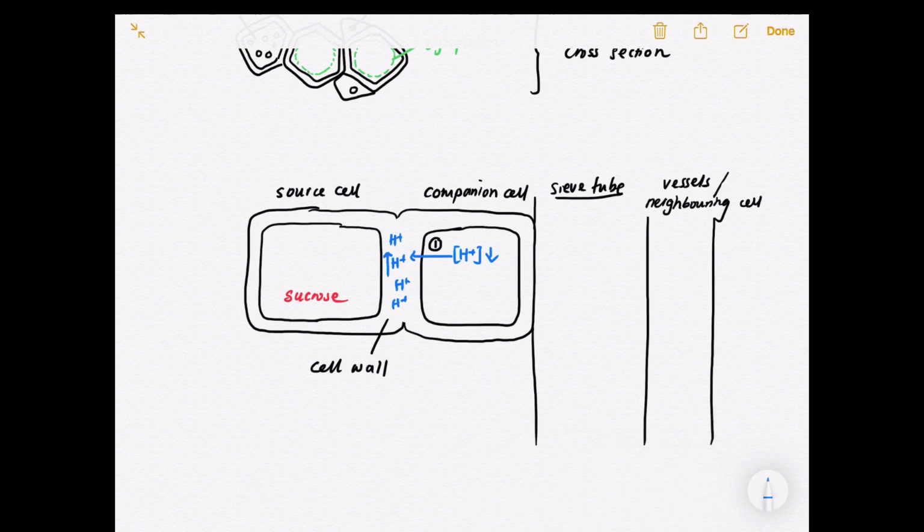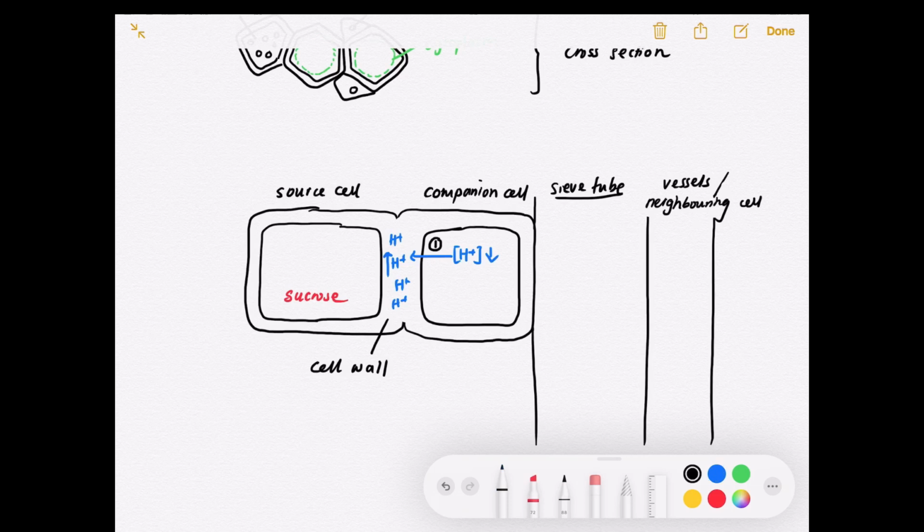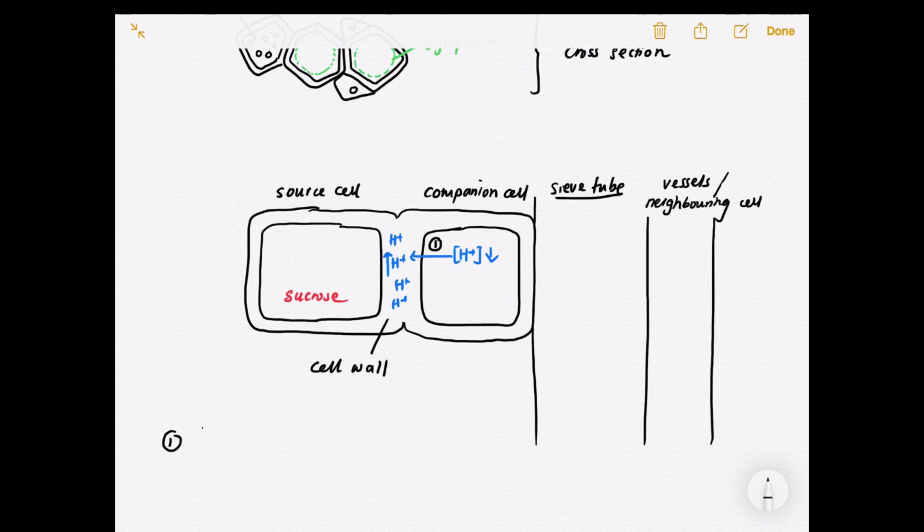And this is active transport because the purpose is to constantly maintain a gradient between the companion cells and the cell wall. So this is where the ATP that is produced from companion cell is being used to actively transport the H+. So this will be against the concentration gradient.